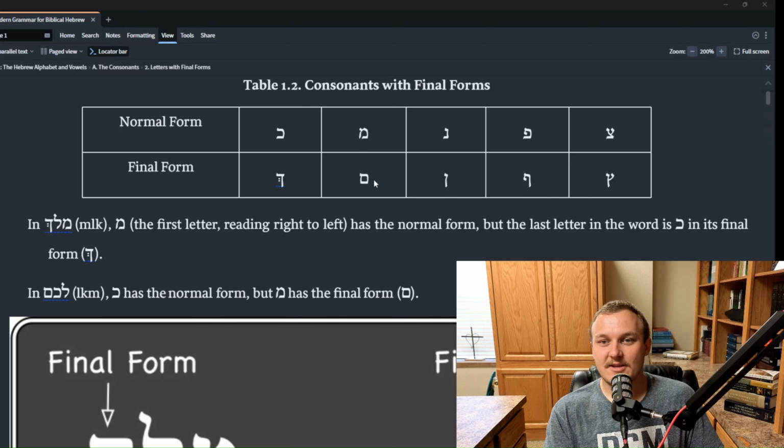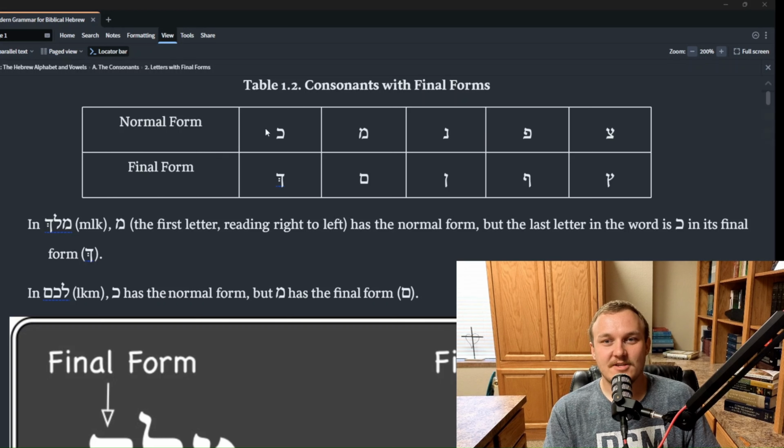And then we have the mem, and then the final form of the mem. So if it's the last letter, it looks like this: noon, pe, sade. So you see, they look different. How I would do this is the same thing, repetition. I'd say kaf, mem, noon, pe, sade, over and over and over.